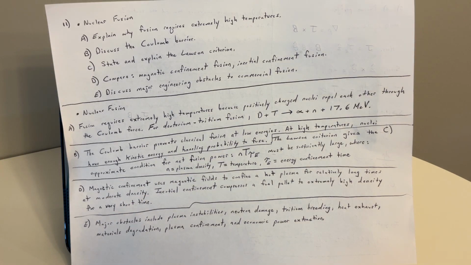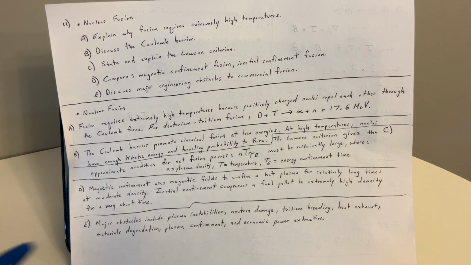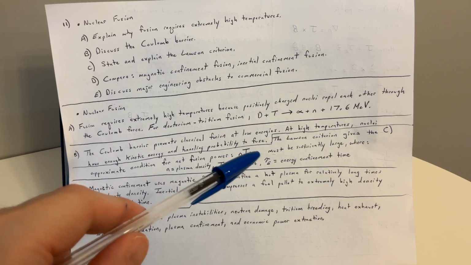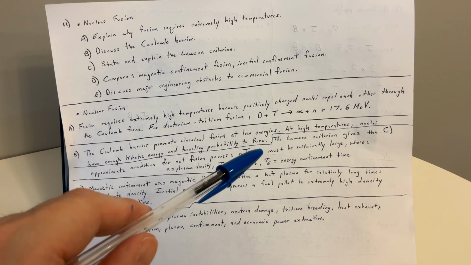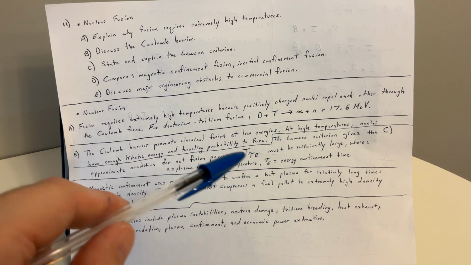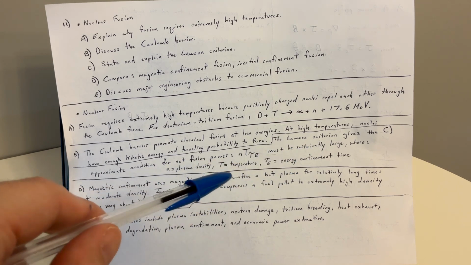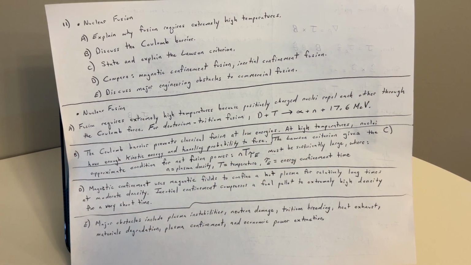Letter C, state and explain the Lawson criterion. The Lawson criterion gives the approximate condition for net fusion power, that n T tau_E must be sufficiently large, where n equals the plasma density, T equals the temperature, and tau_E is the energy confinement time. Okay, and pardon me if I mispronounced that.